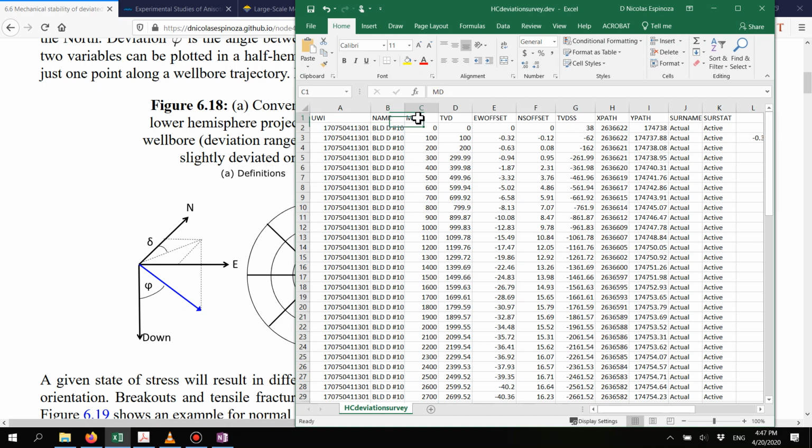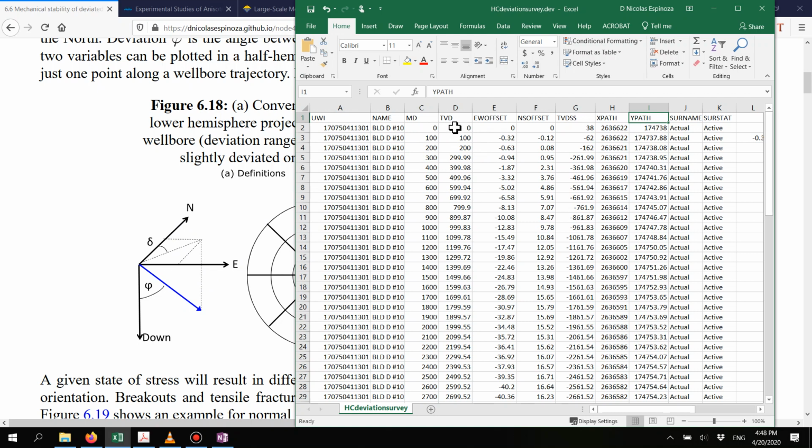Next, we have measured depth, true vertical depth, east-west offset, north-south offset, true vertical depth sub C, and the path of the wellbore in direction X and the path of the wellbore in direction Y. The path of the wellbore in direction X is going to be this axis, the east axis. The Y path or the Y axis is going to be the north axis.